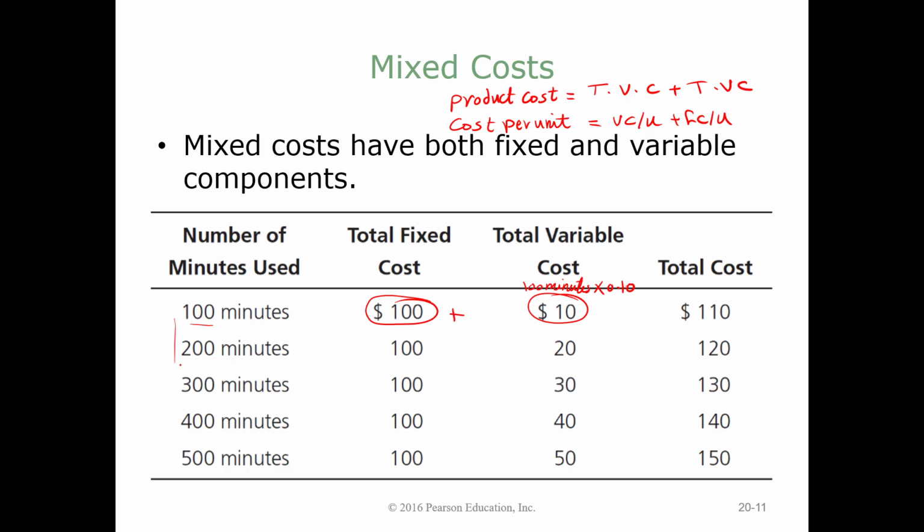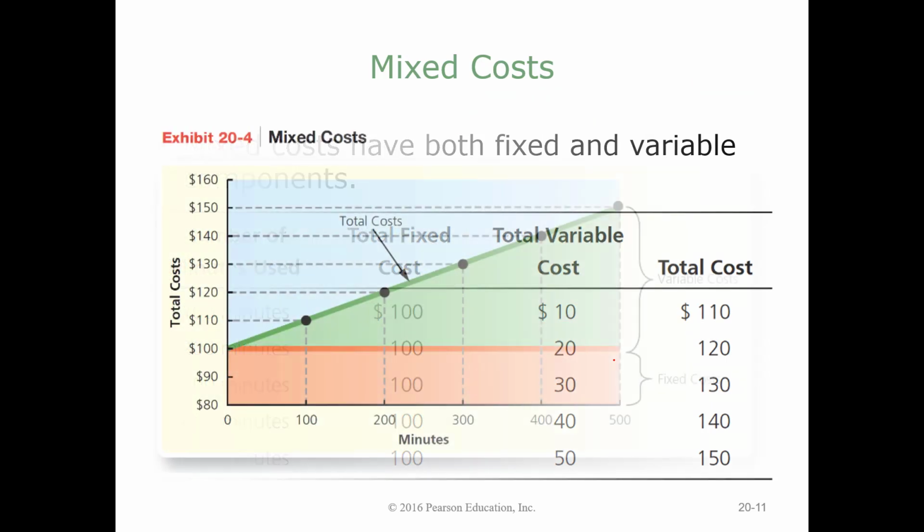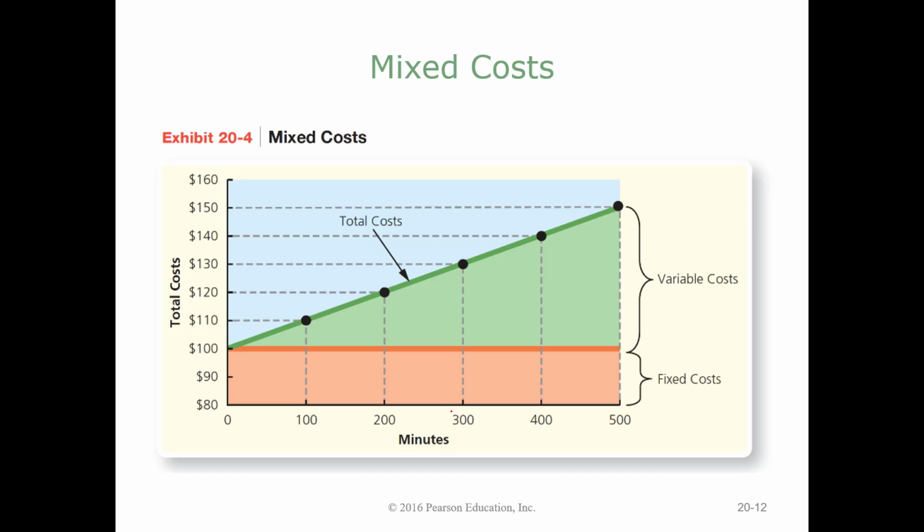Again, if I'm going to talk 200 minutes, I will pay the 100, the fixed part, plus 200 minutes multiplied by 0.10 and so on. Okay, so this is mixed cost type. Actually, mixed cost or total cost can be depicted as this. I here combine the variable part with the fixed part.